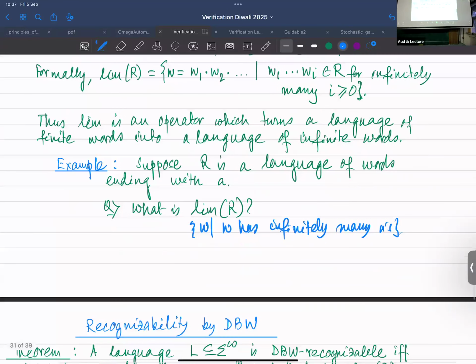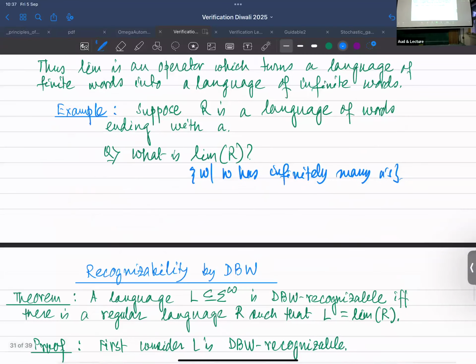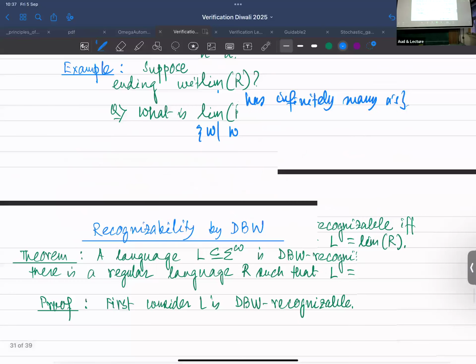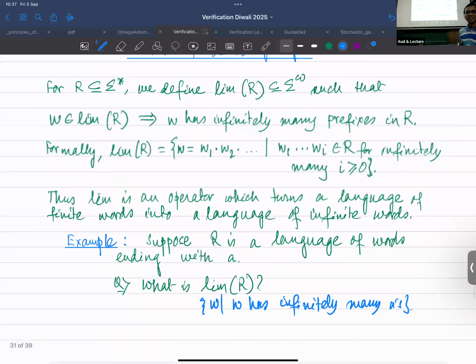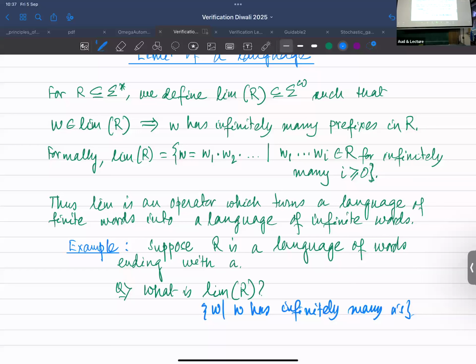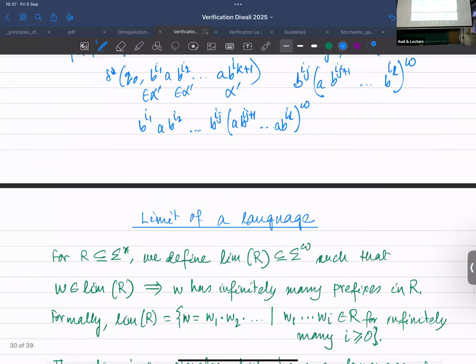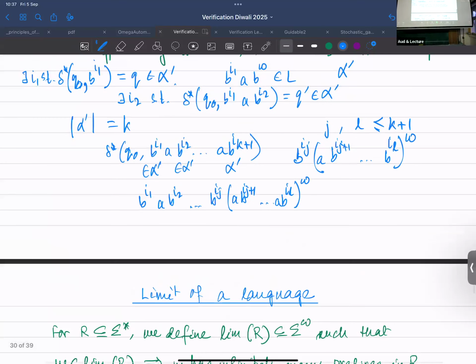Okay, good. Now we prove the following. Did you see what I wrote? So I'm saying that I'm going to give a characterization for the languages which are recognized by DBW, right? And we also saw something here, to give an intuition.